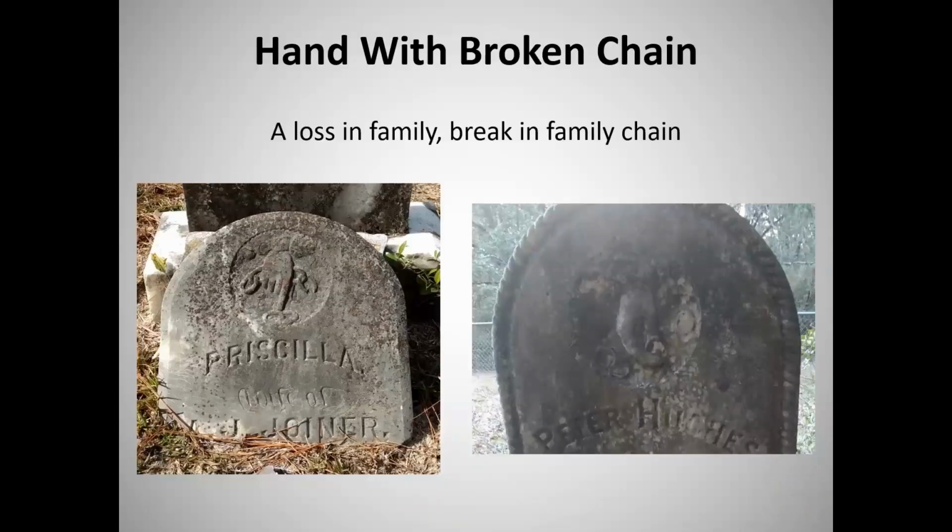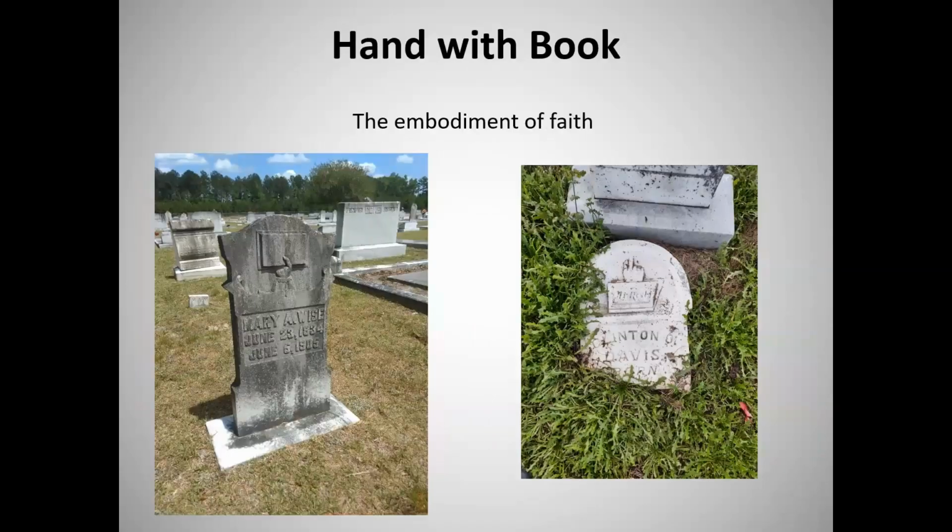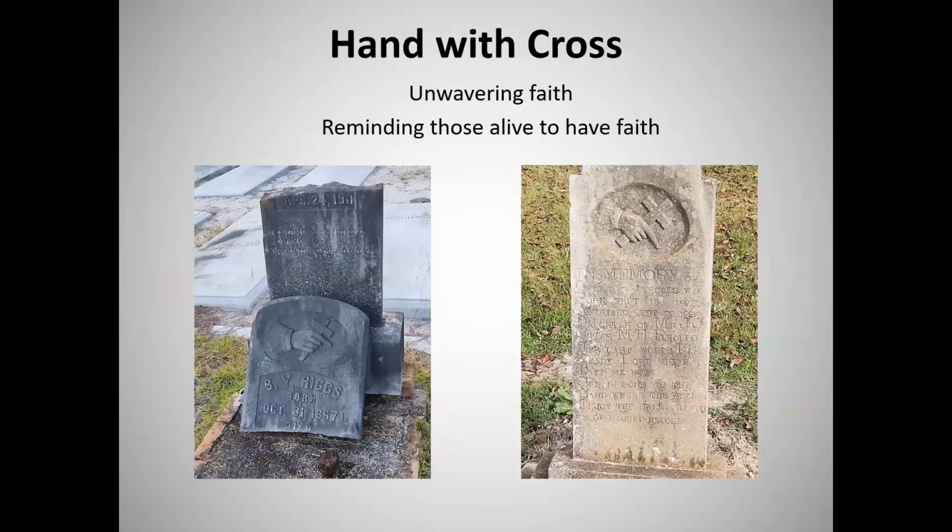If you see a hand with a broken chain, it represents a loss in family, a break in the family chain. In almost every case I've seen with the broken chain, it is usually representing either a parent or a husband or wife who died suddenly, but not young children. A hand with a book is the embodiment of faith. A hand with a cross is unwavering faith and reminding those alive to have faith.